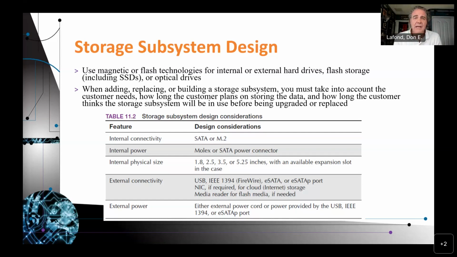External power, either external power cord or power provided by USB, IEEE, FireWire, or eSATA.